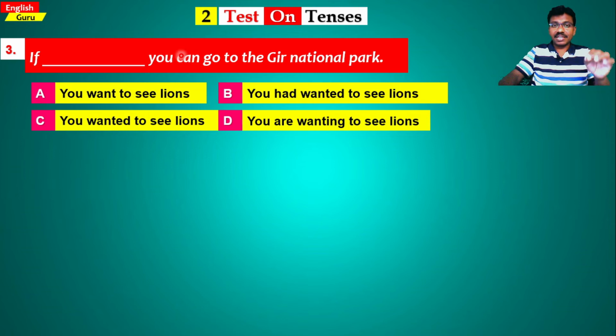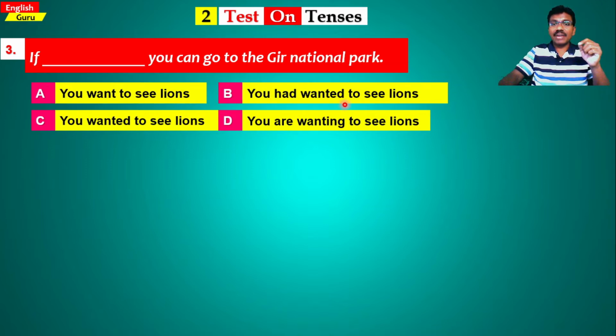It is a first category of clause and it is a possible condition. In the blank there should be a present verb only. Let us see the options now. If you want to see lions, this seems right. A option seems very right. Let us see other options also.